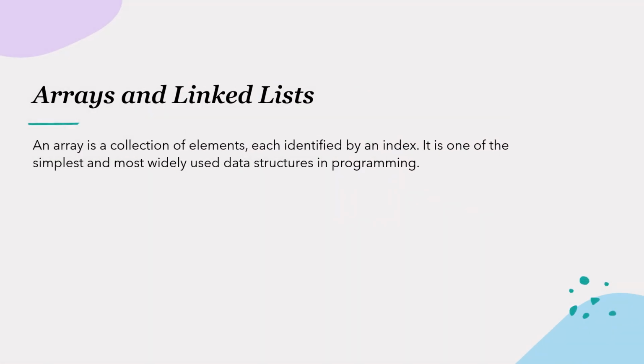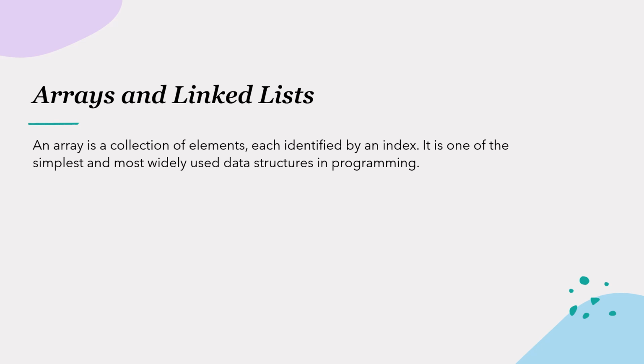Arrays and linked lists. In this chapter, we will begin our exploration of data structures with two of the most fundamental types, arrays and linked lists. Arrays. An array is a collection of elements, each identified by an index. It is one of the simplest and most widely used data structures in programming. Arrays are excellent when you need to store a fixed-size collection of elements that you can access by index. In an array, accessing an element by its index takes constant time, denoted as O(1), which makes arrays very fast for retrieving elements.